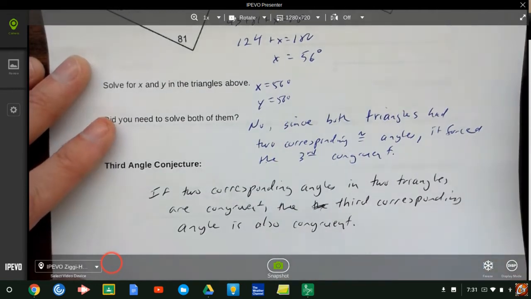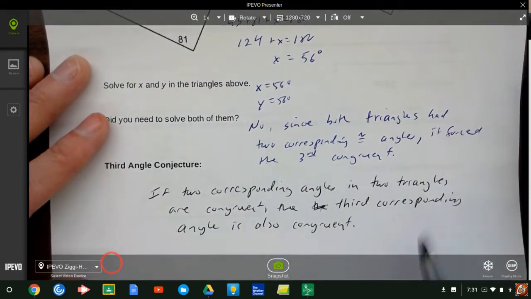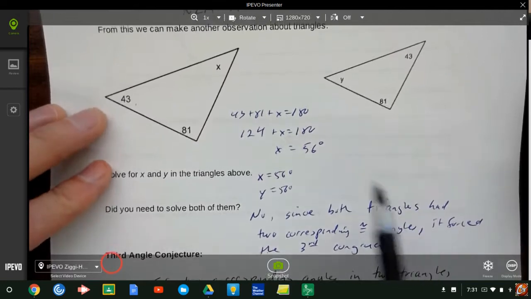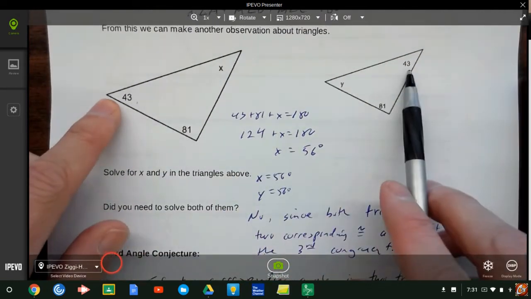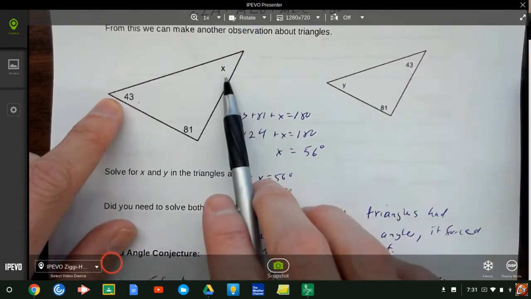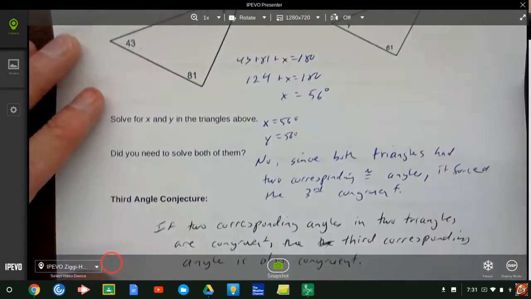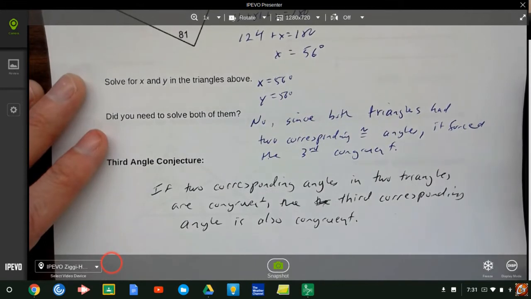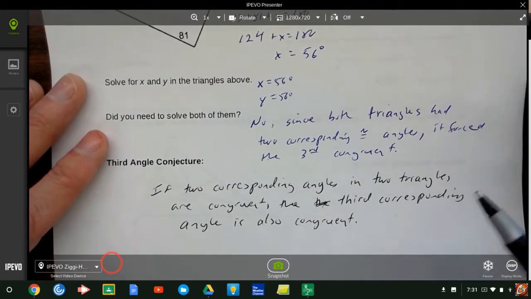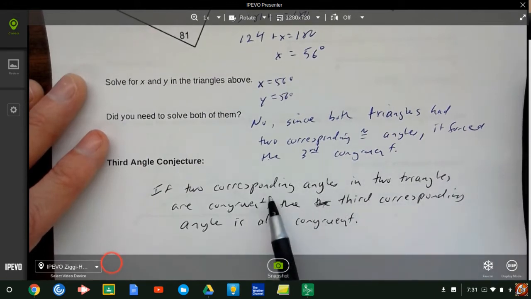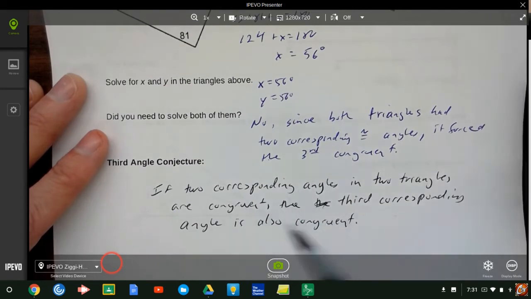Now here, notice we're using this word corresponding again. That just means matching angles. So in these triangles, 81 degrees corresponds to 81 degrees. 43 degrees corresponds to 43 degrees. So X corresponds to Y. So that's what we mean by corresponding at this point. It's not the same corresponding as corresponding angles in parallel lines. So that's why you've got to be careful about using that term corresponding, because it just means matching angles. So either matching angles of parallel lines, or in this case, the matching angles of triangles.